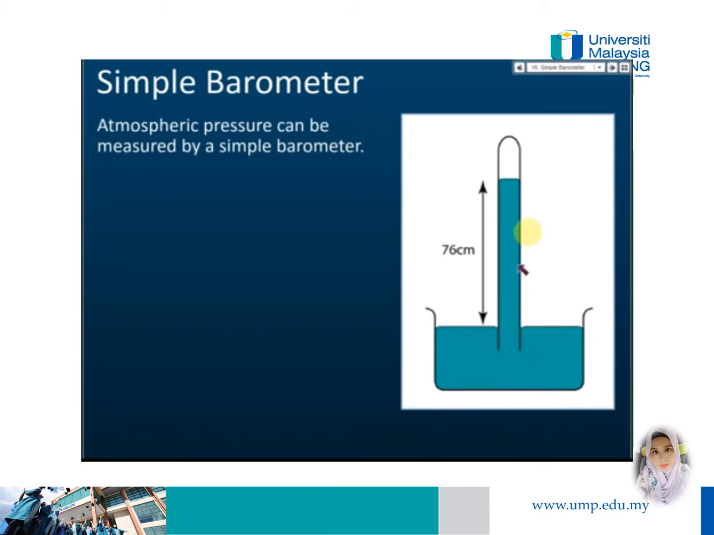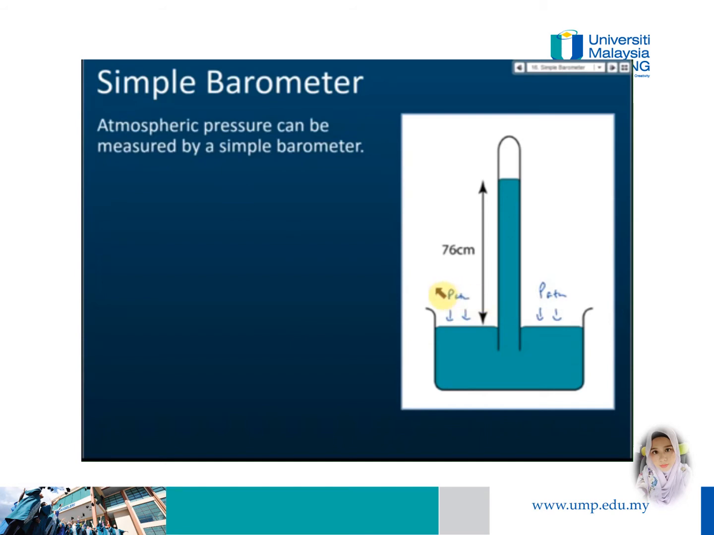When you open the hole, initially the mercury is full. But after you open the hole, the mercury will go down. It will go down up to a certain level. Okay, it will stop. It stops because there is atmospheric pressure pressing on the surface.